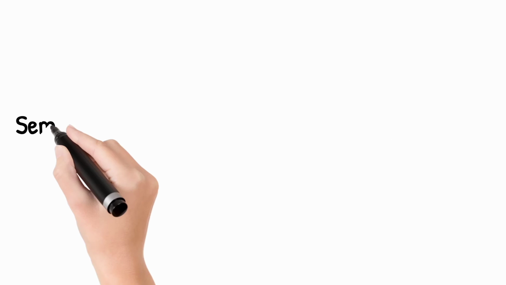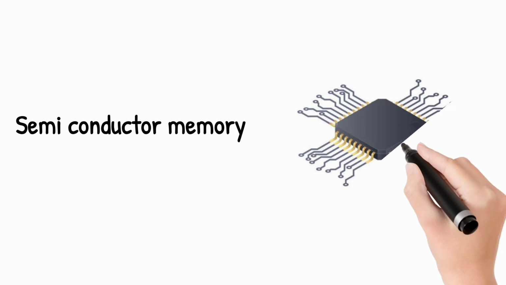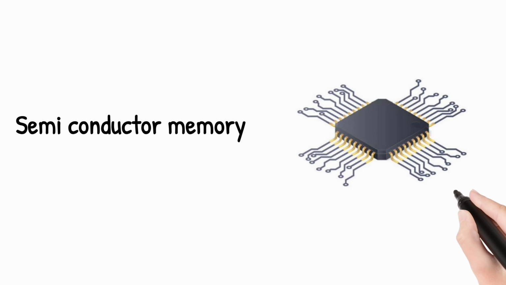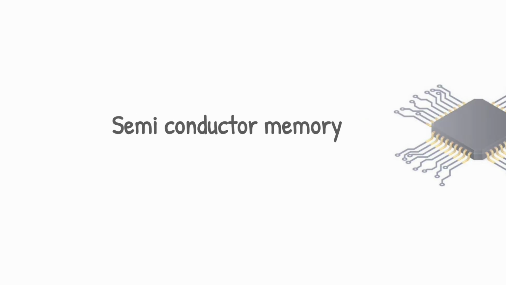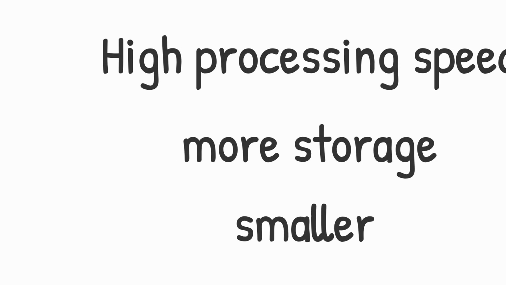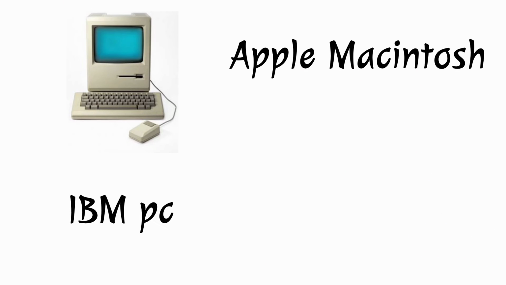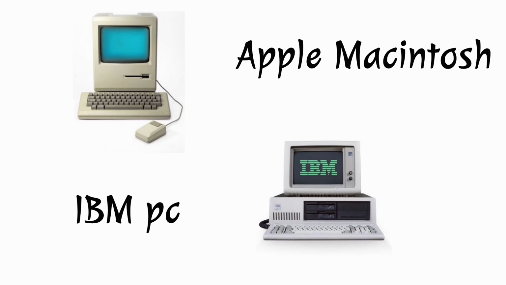Computers of this generation used semiconductor memory, which increased the internal storage of the computers. These computers have high processing speed, more internal storage, and are smaller in size. Examples of the fourth generation of computers are Apple Macintosh and IBM PC, etc.